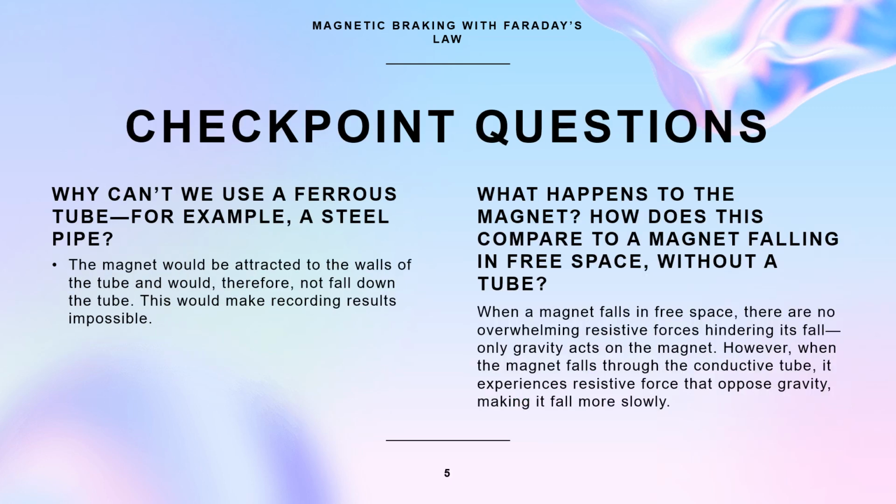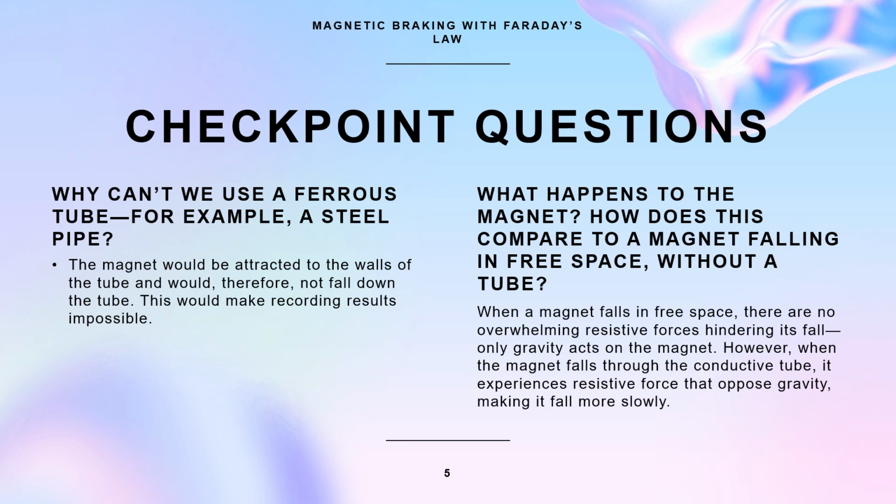These are the checkpoint questions after recording the observed data in the slide before. Why can't we use a ferrous tube, for example, a steel pipe? This is because the magnet would be attracted to the walls of the tube and would therefore not fall down the tube. This would make the time going down the tube impossible to observe.